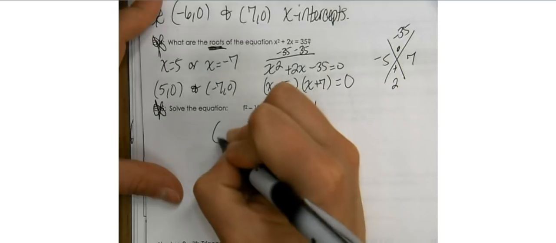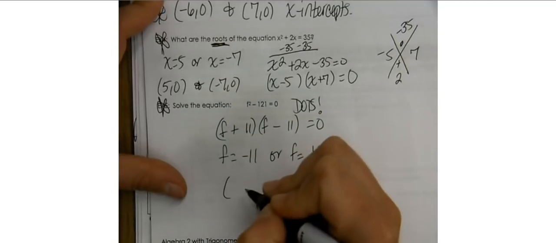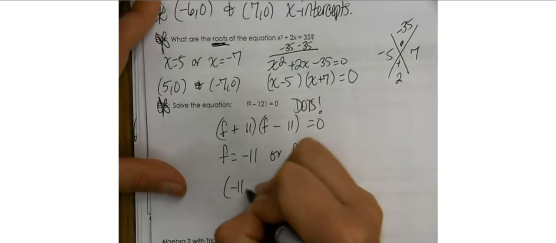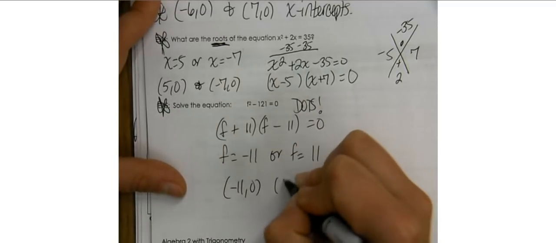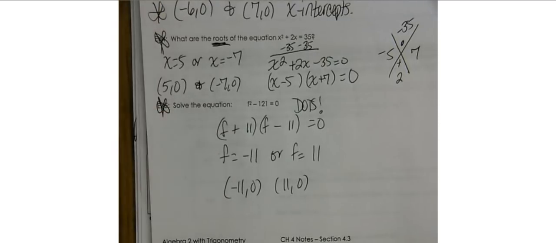This is considered a difference of 2 squares. So hopefully you were able to break it down into 2 parentheses very easily. Splitting apart the f squared into an f and an f. The square root of 121 is 11 and an 11. And we're going to have a plus and a minus inside of our parentheses. So that means that f is going to be equal to negative 11 or f is going to be equal to positive 11. And our x-intercepts in this case would be negative 11, 0 and 11, 0. And that is simply your answer.